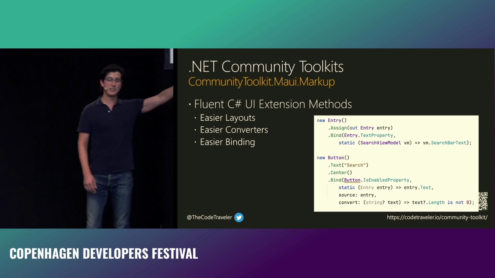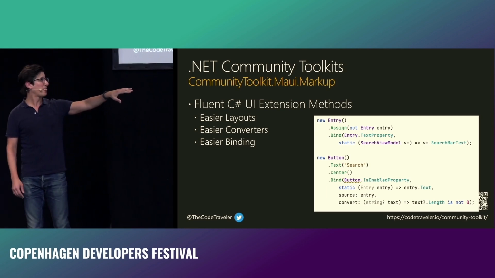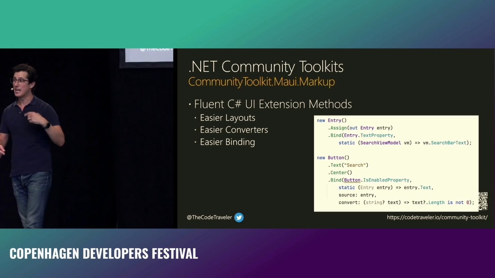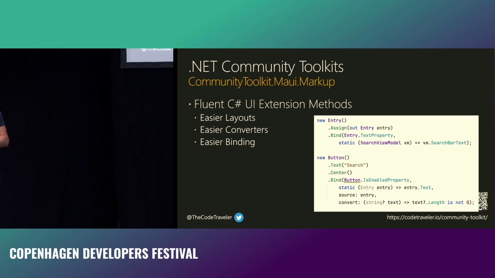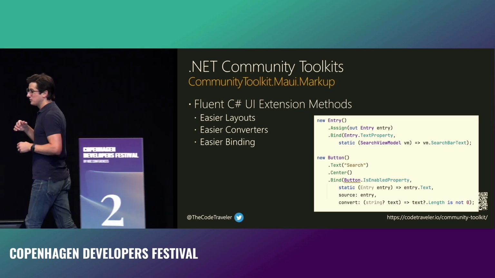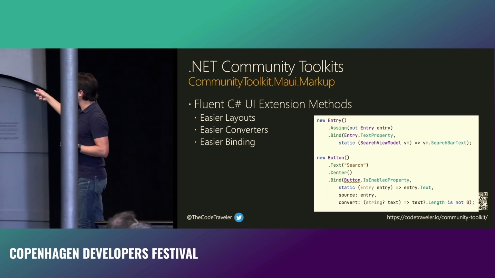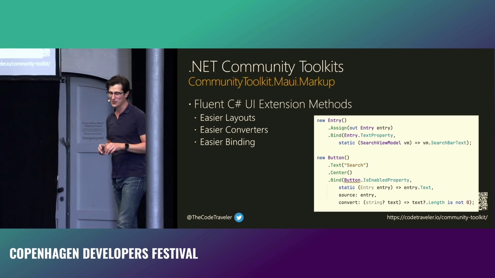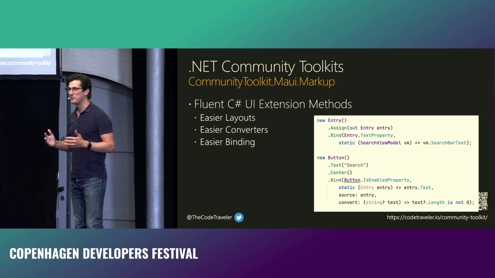We're binding to the button's IsEnabled property. Our source is that entry we created above by using that Assign method to output the variable as a variable I also called entry. And then what we do is see, do we enable the button? Well, let's check first to see if that text length is not 0. Let's make sure they put some text in the field before we enable that button.